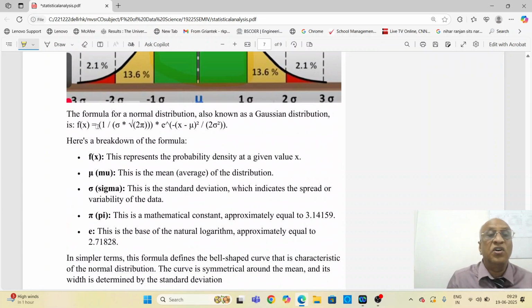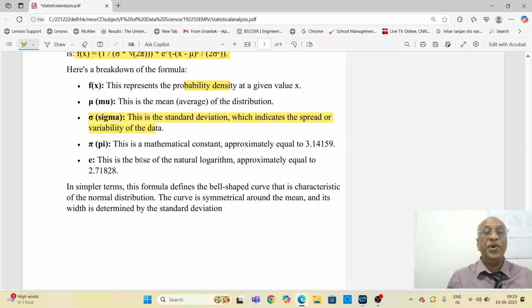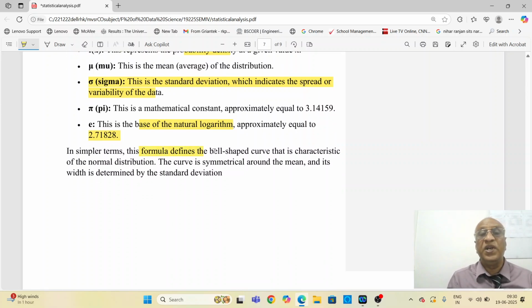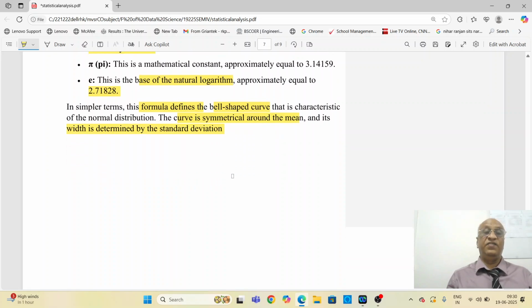This is the formula for a normal distribution or Gaussian distribution. f of x is equal to 1 divided by sigma multiplied by square root of 2 pi, multiplied by e to the power of minus (x minus mu) squared divided by 2 sigma squared. Here f of x is the probability density, mu is the mean, sigma is the standard deviation, pi is the pi value, and e is the base of the natural logarithm, approximately equal to 2.71828. So this formula defines the bell-shaped characteristics of the normal distribution. This bell-shaped curve is symmetric around the mean and its width is determined by the standard deviation.